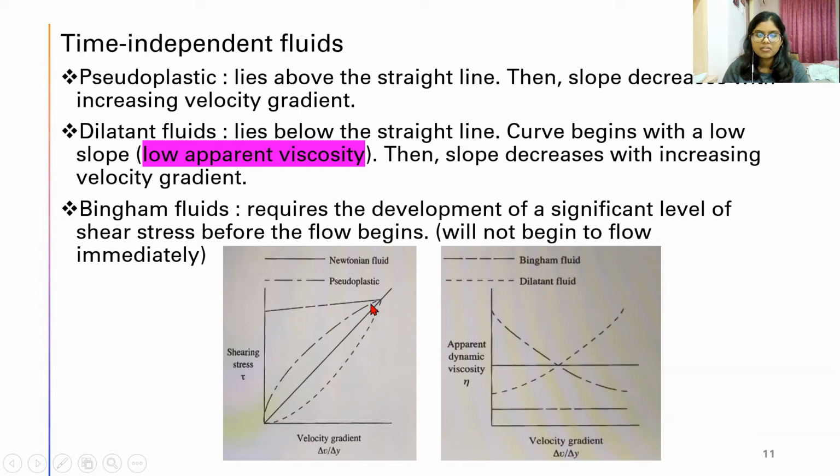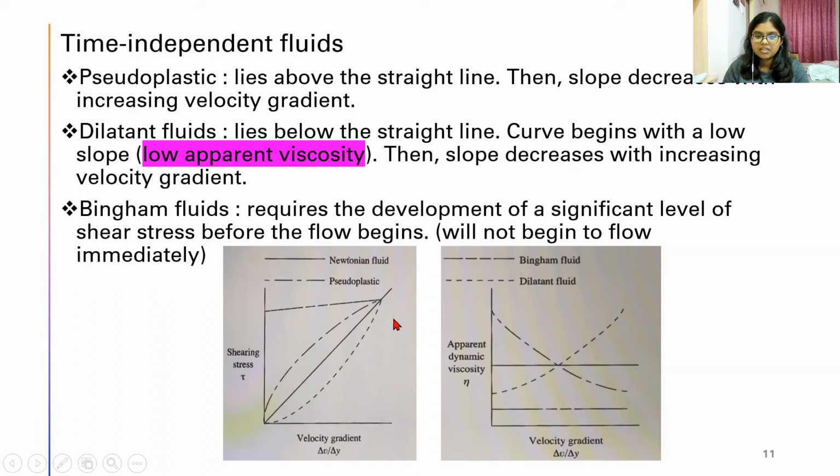So an example of pseudoplastic is blood plasma. The second one is Dilatant fluids. The graph of shear stress versus velocity gradient of Dilatant fluids lies below the straight line of the Newtonian fluid, which is this continuous line over here.